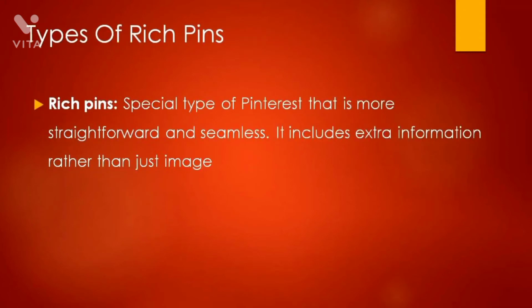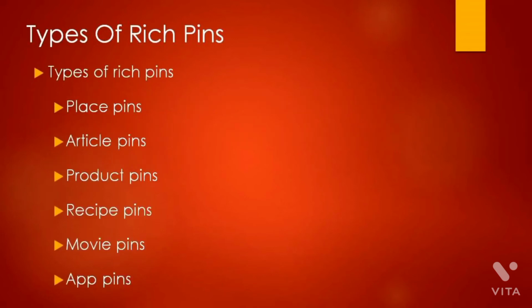Besides normal pins, Pinterest also offers a feature named Rich Pins for you to categorize your pins. Rich pins are a special type of pin that is more straightforward and informative. It includes detailed information rather than just plain images. There are 6 types of rich pins that you can find on Pinterest, which are place pins, article pins, product pins, recipe pins, movie pins, and app pins.